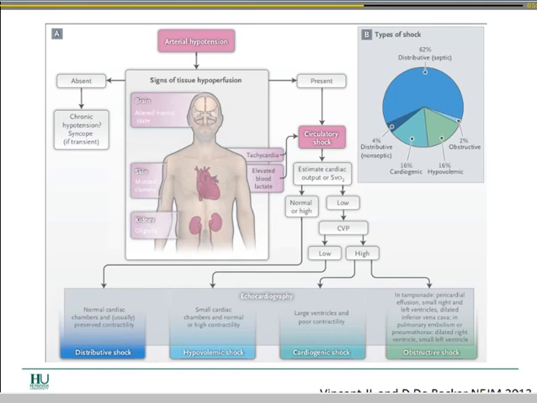This classification you can find also in this nice review by Jean-Louis Vincent and Daniel De Backer, in which again they are explaining everything that I told you now. And they put, as you see here, arterial hypotension as the trigger to think that something is happening, because often that's the reason why we are called to see patients in the wards or in the emergency department.